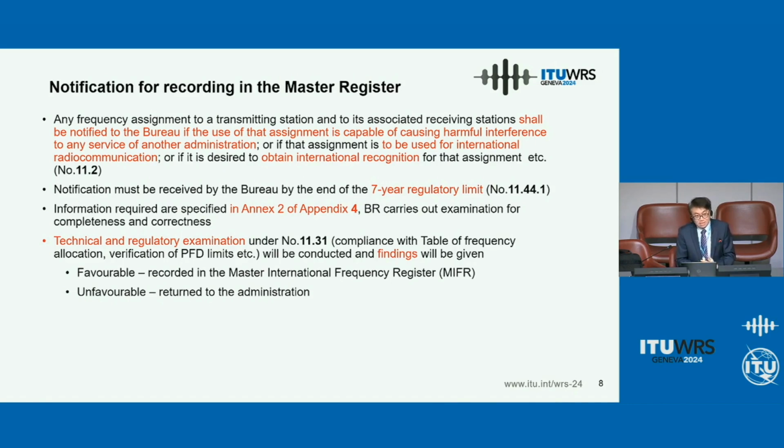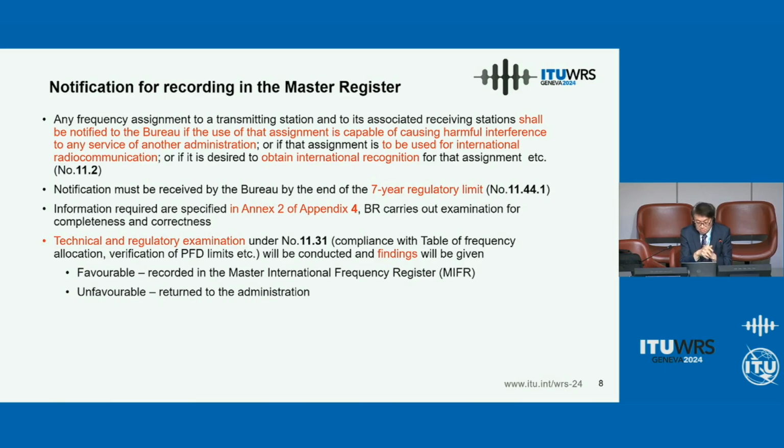However, for satellites, they are going in orbit, so they are definitely capable of causing harmful interference to any service of another administration, so therefore they have to be notified. Now, notification must be received by the Bureau by the end of the 7-year limit, which is counting from the date of receipt of the API. Again, information to be submitted is in Annex 2 of Appendix 4. Bureau will check for completeness and correctness.